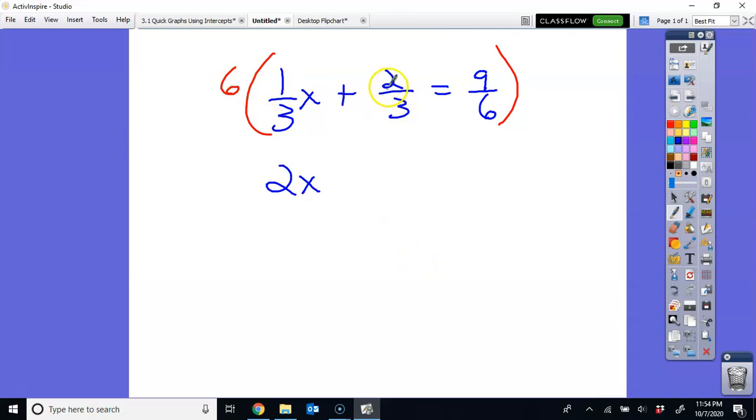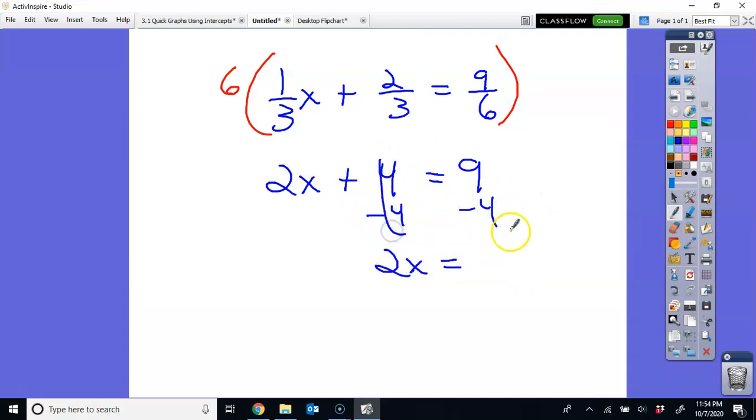6 times 2/3, I'd go to my calculator again, I would get 4. 6 times 9/6 would end up being 9 because the 6's would cancel. Now I'm at an equation where it's fairly simple. I subtract 4 on both sides, collect like terms here, gives me 5, divide by 2, and I get x is equal to 5/2. And this is solving a linear equation.